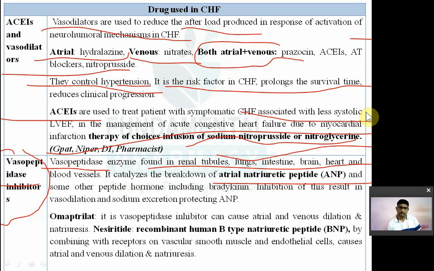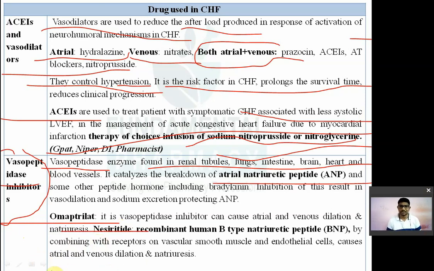Now again, this vasopeptidase enzyme is also responsible for the metabolism of some other peptides like bradykinin. So inhibition of this results in vasodilation and sodium excretion, and protection of this atrial natriuretic peptide. What are these drugs? The first one is omapatrilat. Omapatrilat is a vasopeptidase inhibitor and can cause arterial and venous dilation as well as natriuresis.